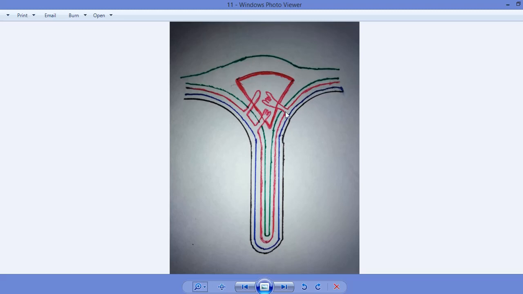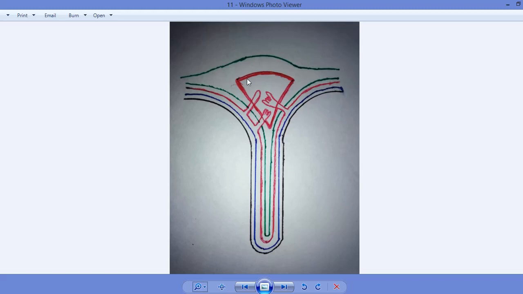After the pia mater, the arachnoid mater is also extended to the longitudinal fissure. This red color represents the arachnoid mater, and the dura mater is also extended, which is represented by the green color. So all the meningeal layers are extended to the longitudinal fissure.